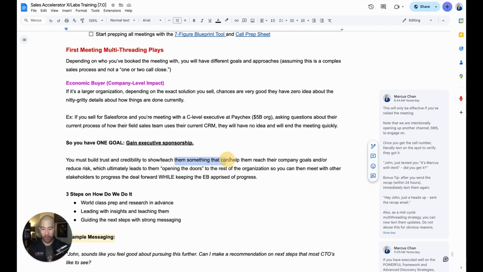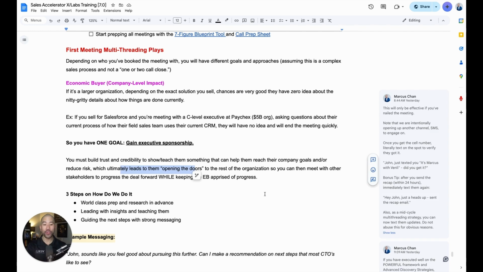If you can do this in the first meeting, this will lead to them opening the doors, if you will, to the rest of the organization so you can meet other stakeholders below the deal, while keeping them apprised of the progress. I'm going to say this again because it is so important. If you're not writing this down, you want to write this down, because your goal is not to sell them your product there. You want to build trust and credibility, and you want to gain executive sponsorship.